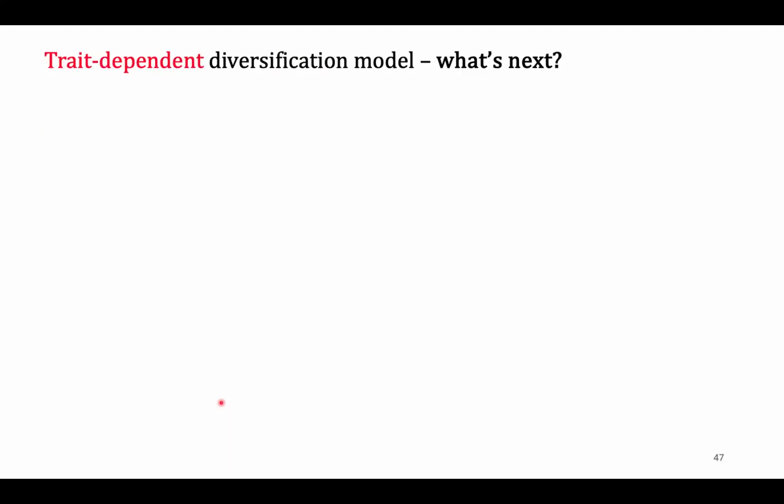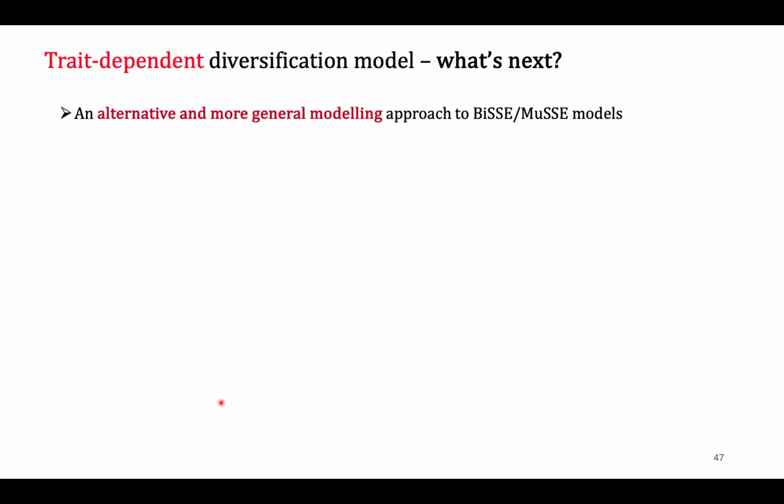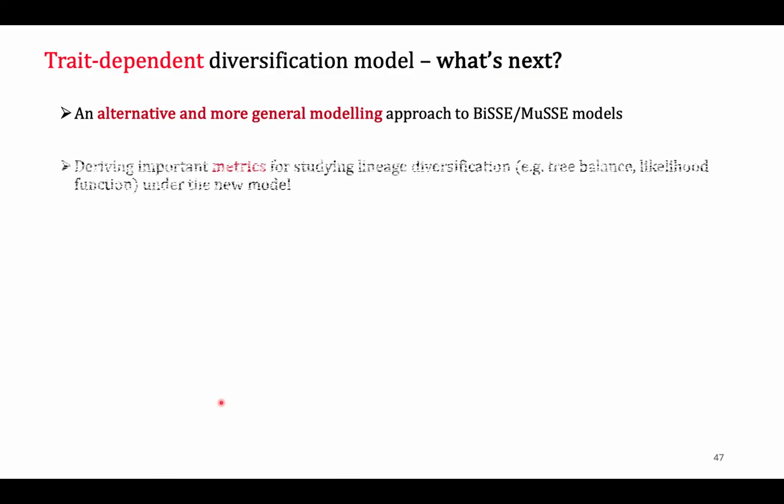All right, so what's next? As usual from before, when I introduced the age-dependent model, you start with a simple model, and then you try to come up with a more realistic model that hopefully fits better to empirical data. This is exactly what we try to do here: provide an alternative and more general modeling approach to this earlier model from 2007, these BC type models. And along the way, we'll derive important metrics that are useful for studying lineage diversification.